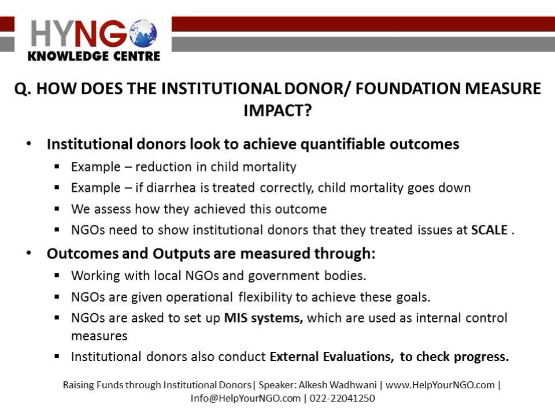Now, to actually measure this, we ask the NGO to set up an MIS system. Now, that MIS system in a way is internal proof that things are happening. But we don't stop at that. So we have an MIS system that the NGO measures directly, and then we have an external evaluation, where we would go out into the community and try and check how many cases happened, how many deaths happened, and we see over a period of time whether this is decreasing. So that's how we evaluate projects.